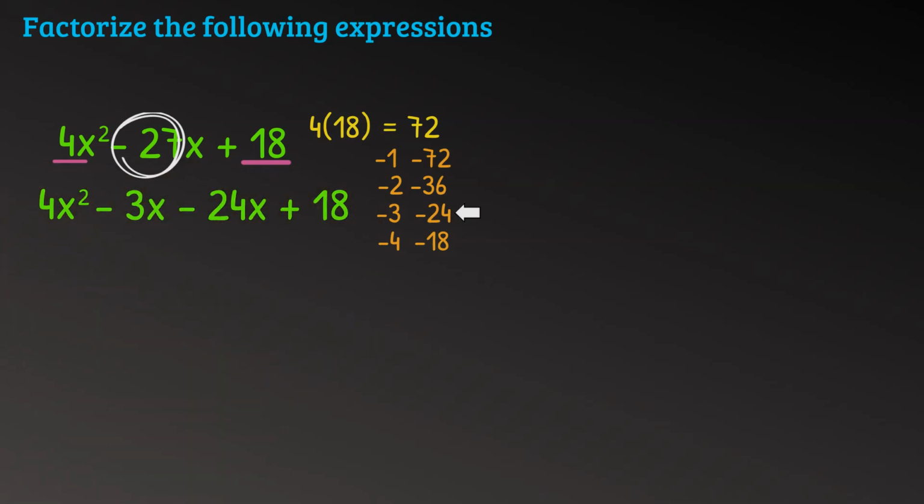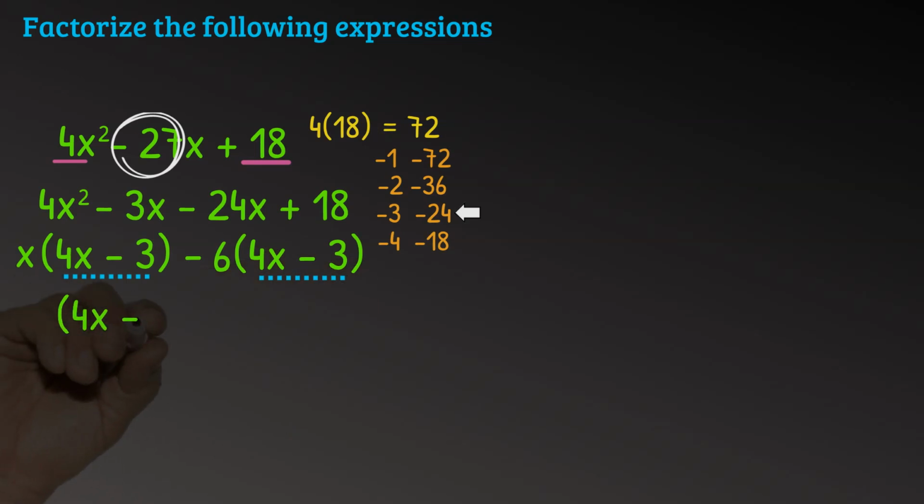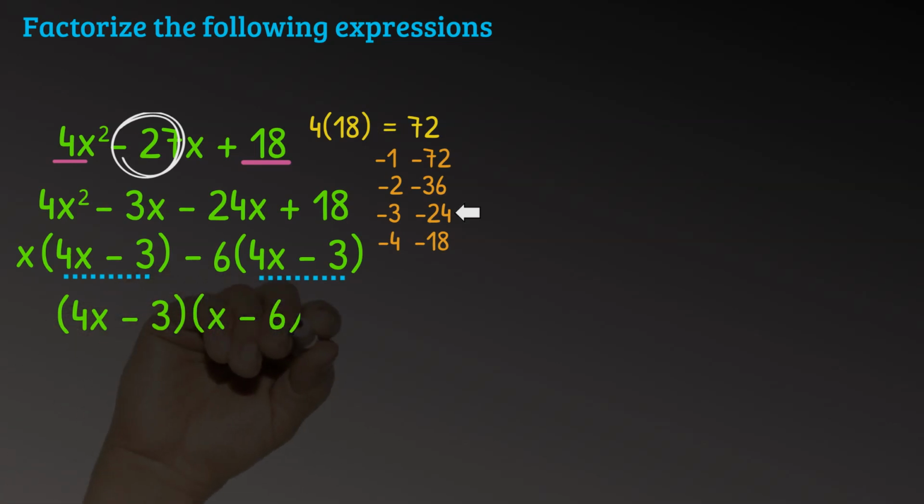The greatest common factor from 4x squared minus 3x is x, so we times x by 4x minus 3, and then the greatest common factor from minus 24x plus 18 is 6, and we times that by 4x minus 3. And because these two brackets are the same, that is the first bracket of our solution, and because it's multiplied by x and minus 6, the second bracket of the solution is x minus 6.